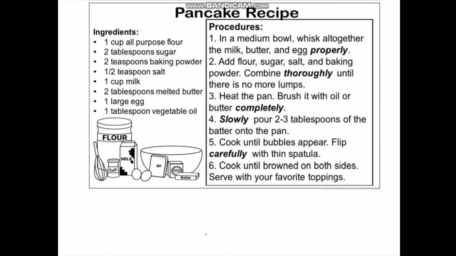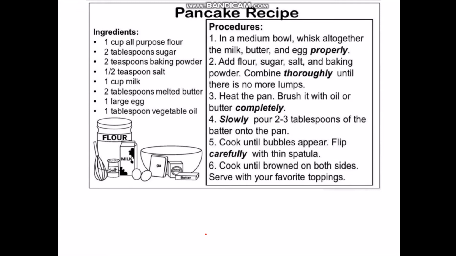Number 3, heat the pan. Brush it with oil or butter completely. Number 4, slowly pour 2 to 3 tablespoons of the batter onto the pan. Number 5, cook until bubbles appear. Flip carefully with thin spatula. And number 6, cook until brown on both sides. Serve with your favorite topping.